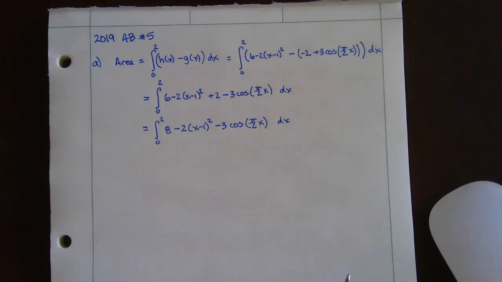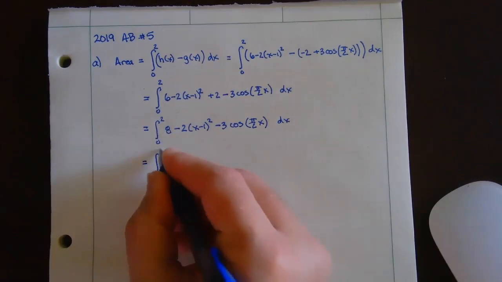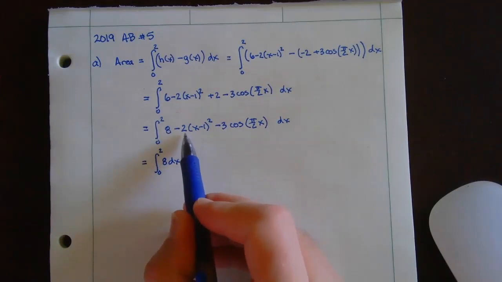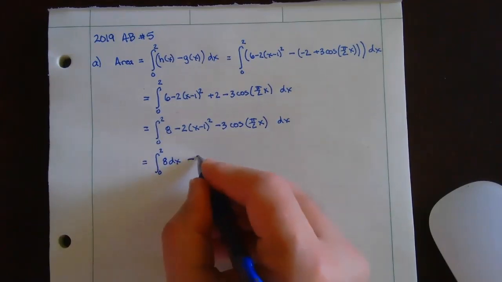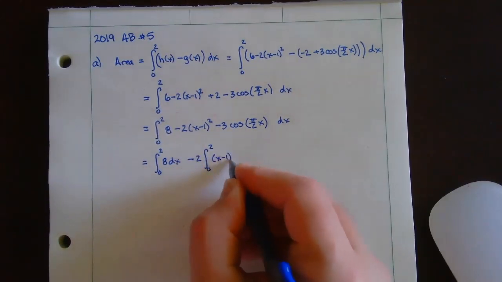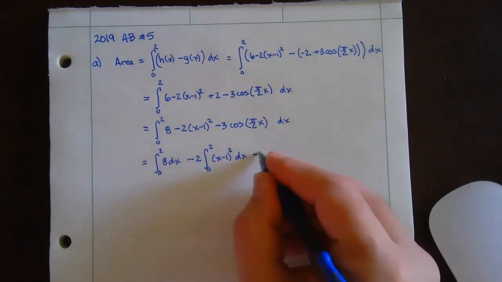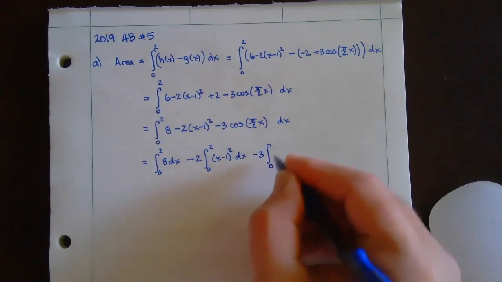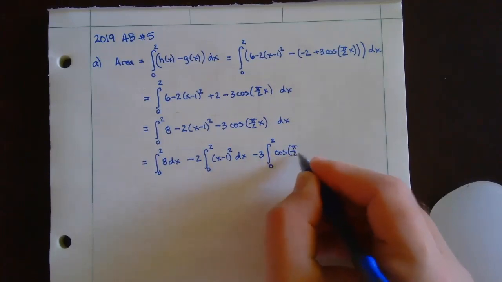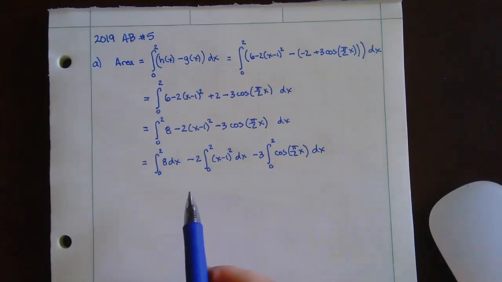I would do this as 3 integrals. So this is equivalent to the integral from 0 to 2 of 8 dx. And then I'm going to bring out this -2. So it's going to be minus 2 times the integral from 0 to 2 of x minus 1 squared dx. And then I'm going to bring out this -3. So minus 3 times the integral from 0 to 2 of cosine of pi over 2 x, and then dx.